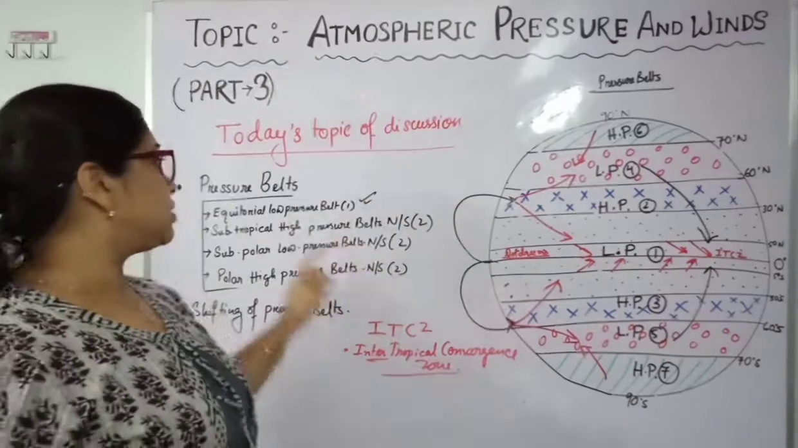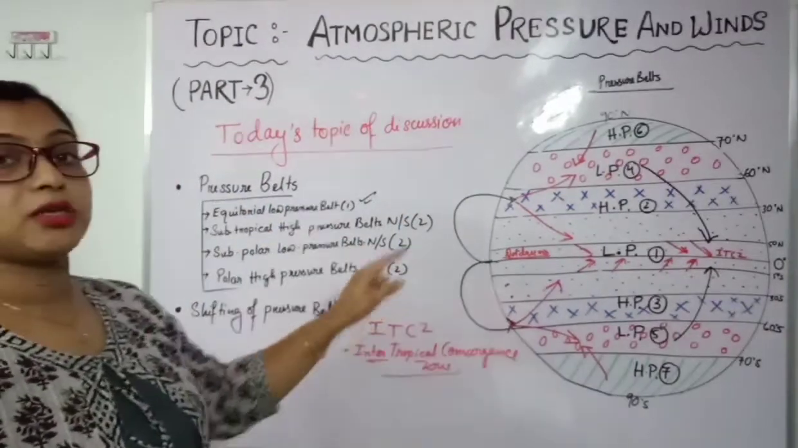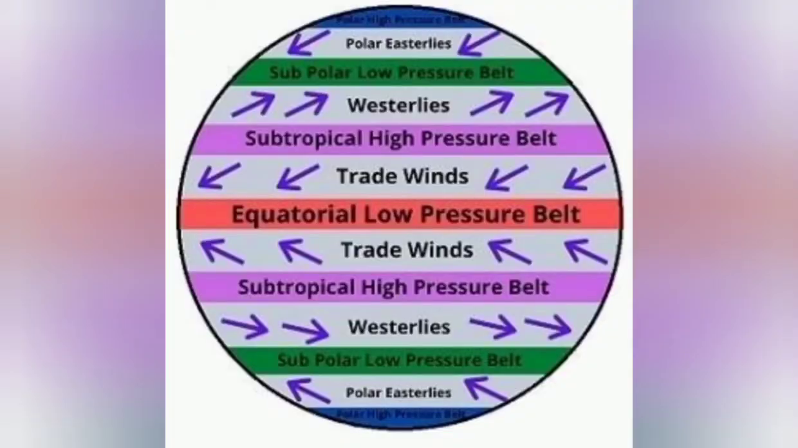Hope you have understood these pressure belts and the movements of the air. Students, over these low pressure belts of the earth form cyclones, and over these high pressure belts form anticyclones. So low pressure winds form cyclones and high pressure winds form anticyclones on this earth.